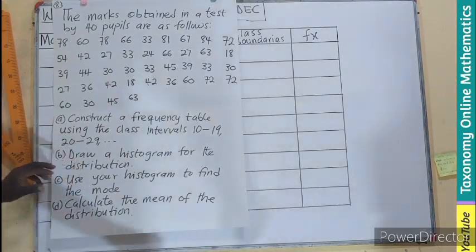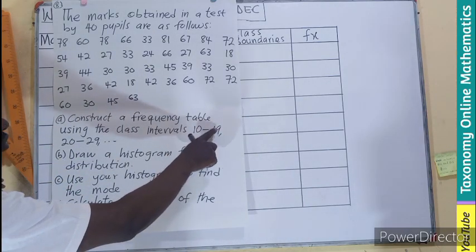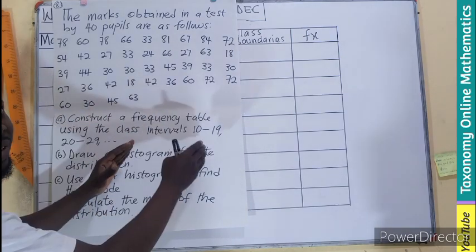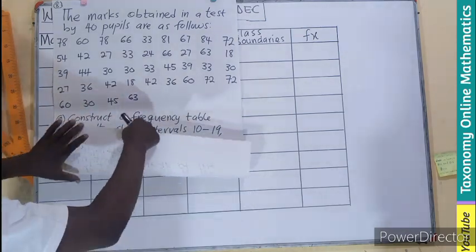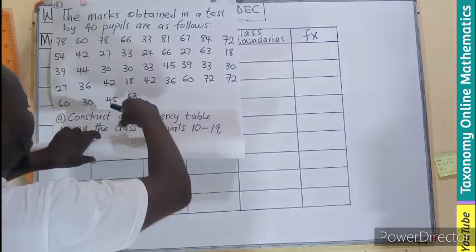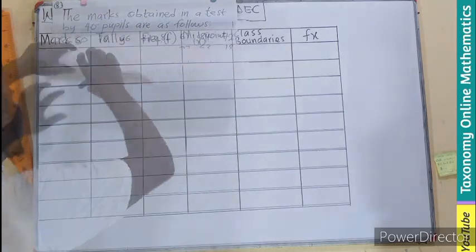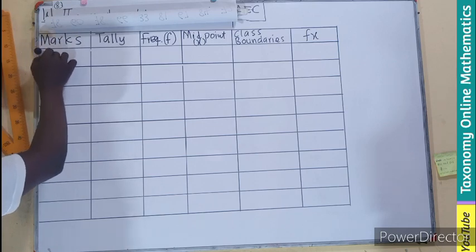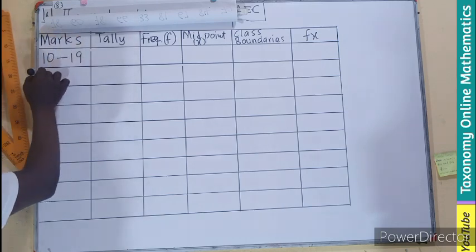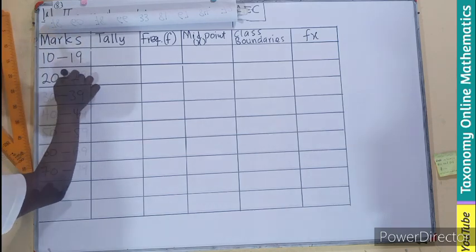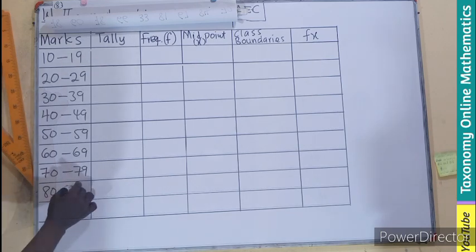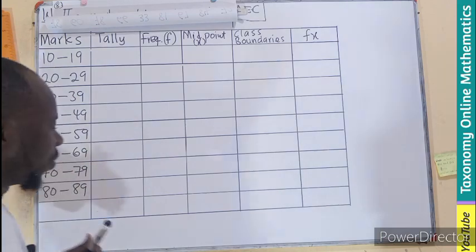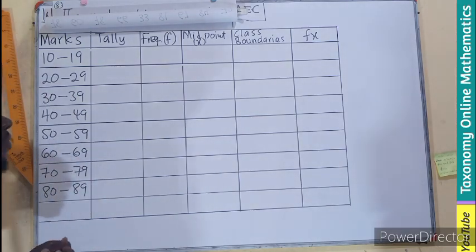Remember, we have been given an interval 10 to 19, 20 to 29, meaning 30 to 39 in that order. So if we are going to list that, the marks first, let's have that in terms of interval. We have 10 to 19, 20 to 29, up to 80 to 89. Remember, we found the largest value to be 84. So this will cover the range we are having there.